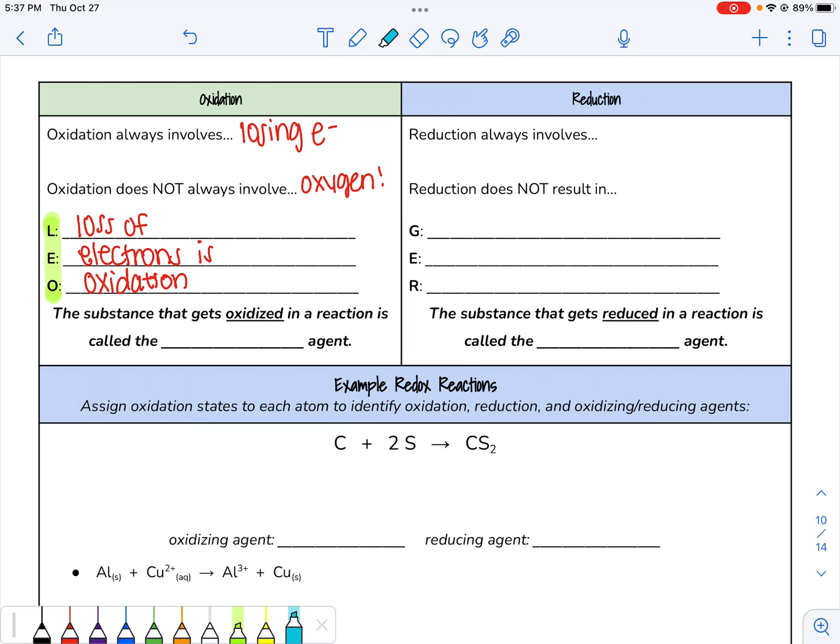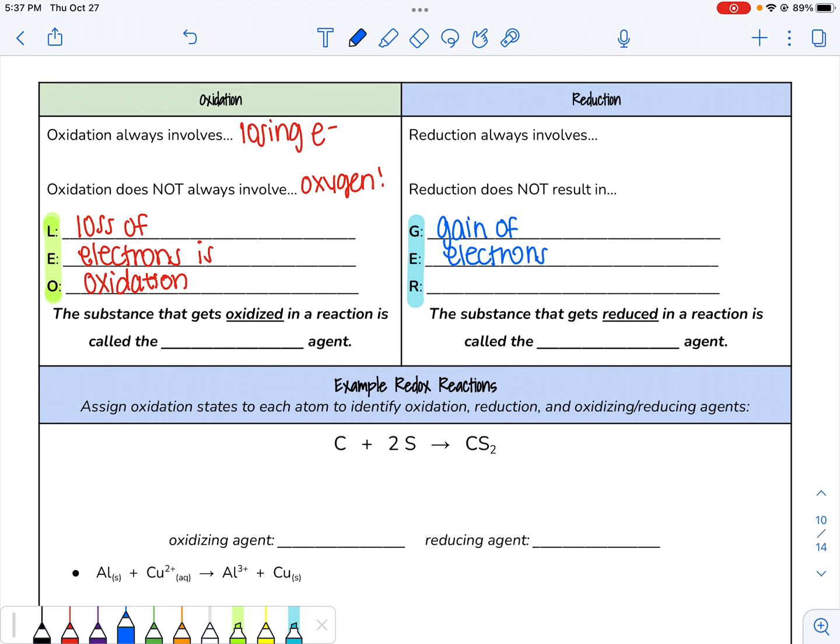Oxidation. So Leo the lion says grr. GRR stands for gain of electrons is reduction.